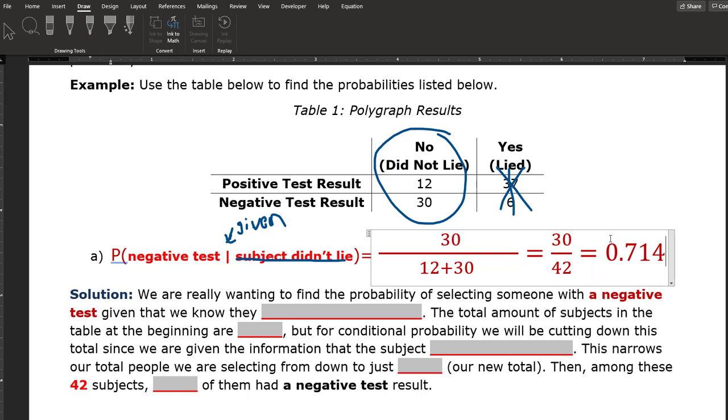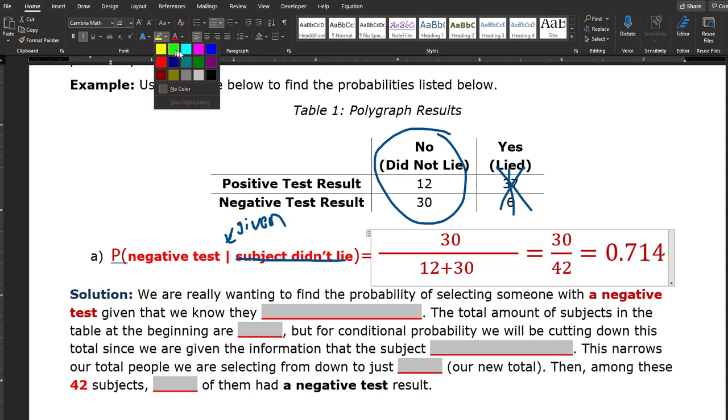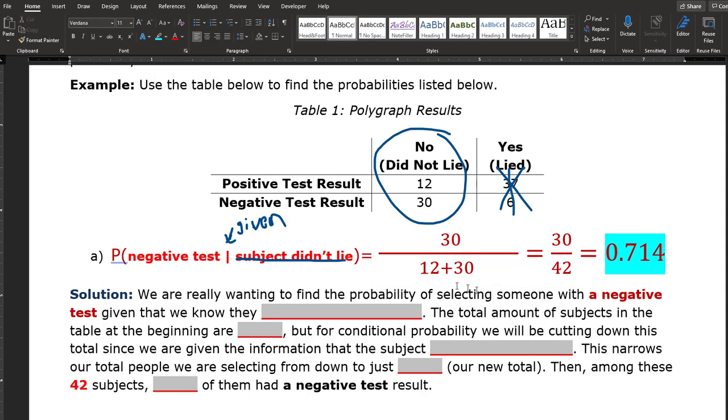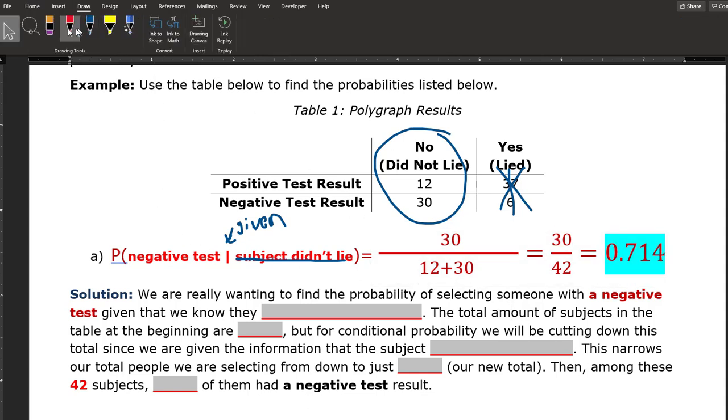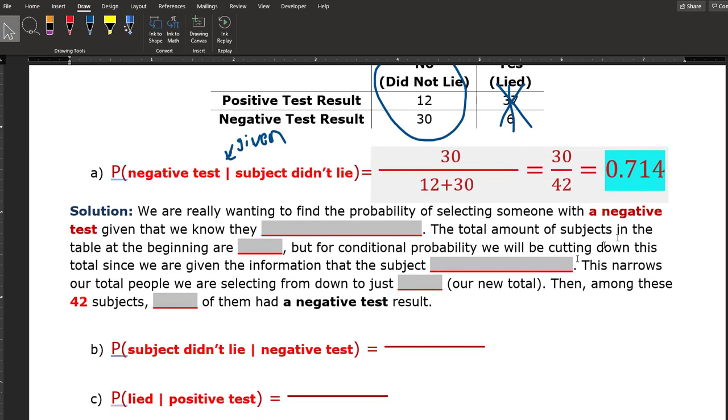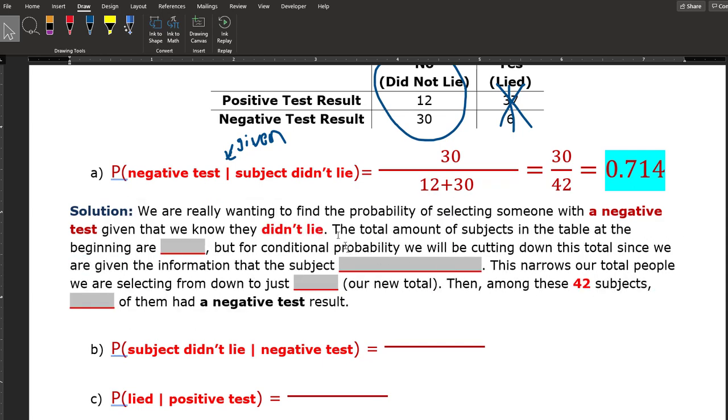But that's basically how you're going to do these problems that involve conditional probabilities, the little bar, or whatever you want to call it, the given bar. That's essentially what you're going to do. So what we're really wanting to find is the probability of somebody with a negative test, given that we know they didn't lie. That's what we did right there.